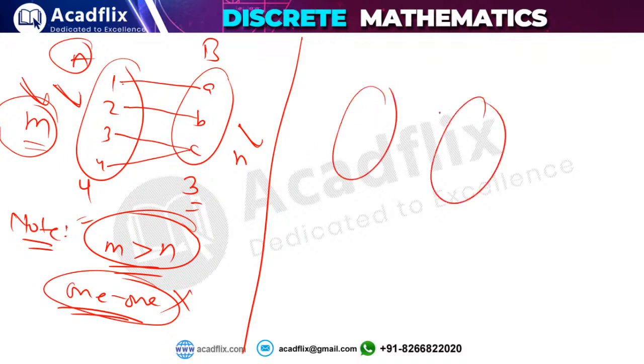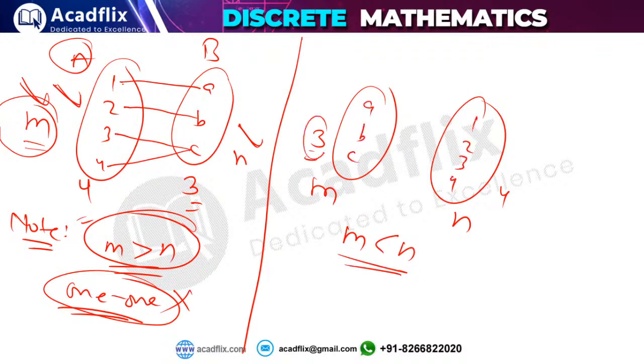Now let's see the next situation. Let's assume that the domain has less cardinality and the codomain has more cardinality. For example, the domain has 3 and the codomain has 4. That means n is greater than m. In this situation, an onto function is not possible.